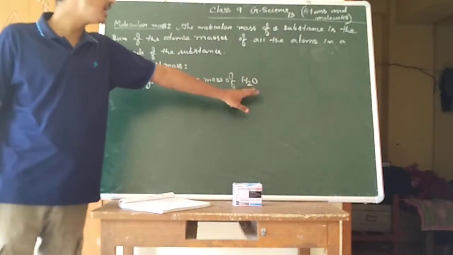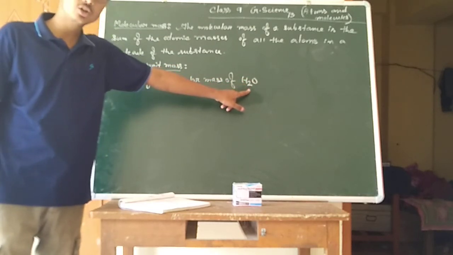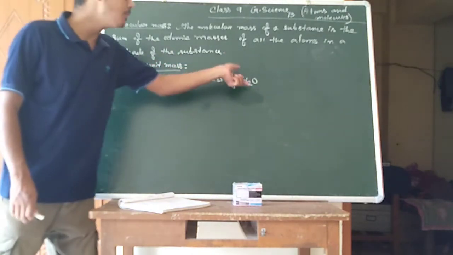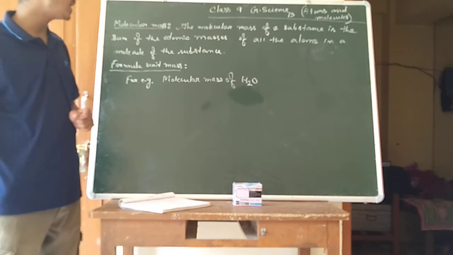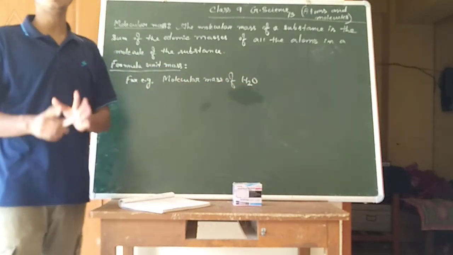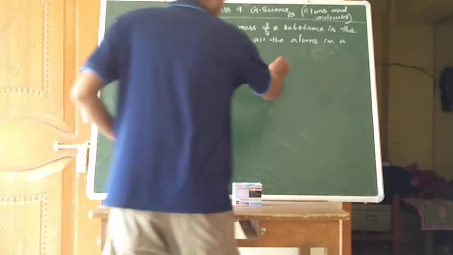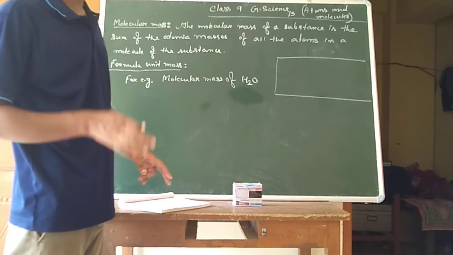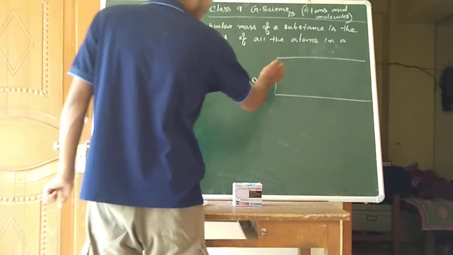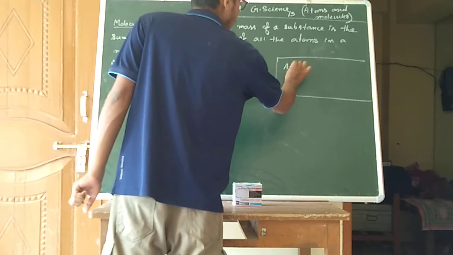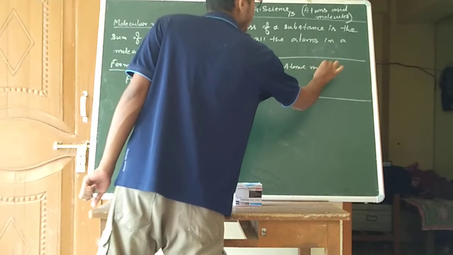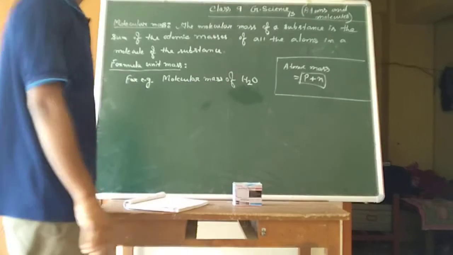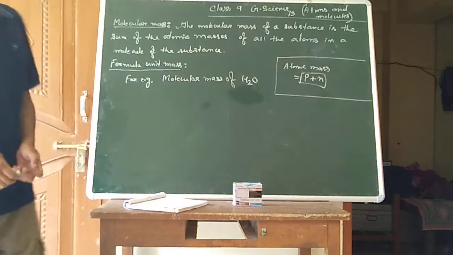It is the sum of the atomic masses of all the atoms in the molecule. What atoms are present here? Two hydrogen atoms and one oxygen atom. So you have to know the atomic mass of hydrogen and the atomic mass of oxygen. Now, what is atomic mass? Always remember that we will study atomic mass in the next chapter. Atomic mass means the sum of protons and neutrons of an atom.